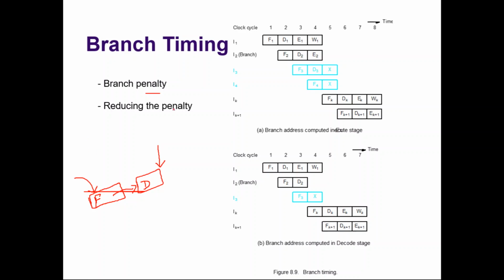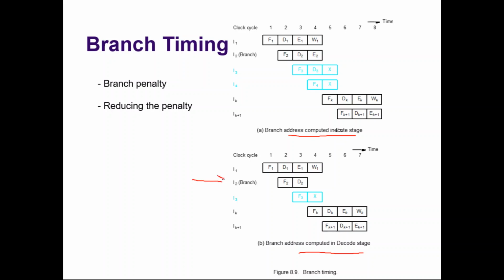So let us assume that we have a sophisticated fetch unit, and that the branch address is computed at the decode stage itself. In the previous case the branch address was computed at the execute stage, but if you are able to compute it at the decode stage, let us see how things turn out. Now instruction 1: during clock cycle 1 it is fetched, during clock cycle 2 it is decoded, during clock cycle 3 it is executed, during clock cycle 4 it is written.